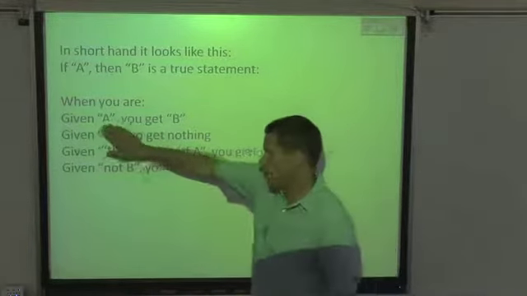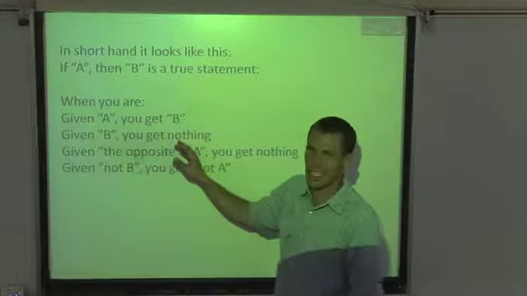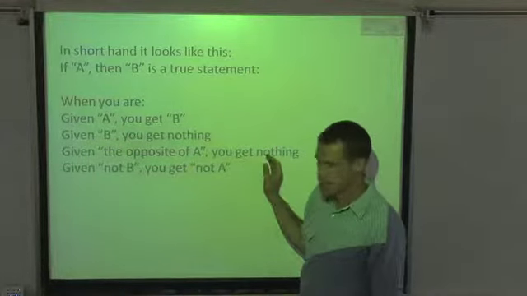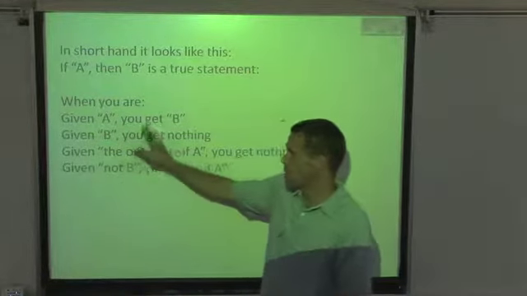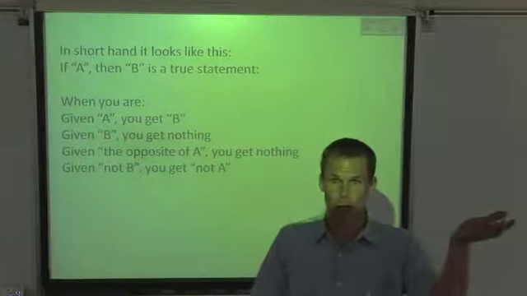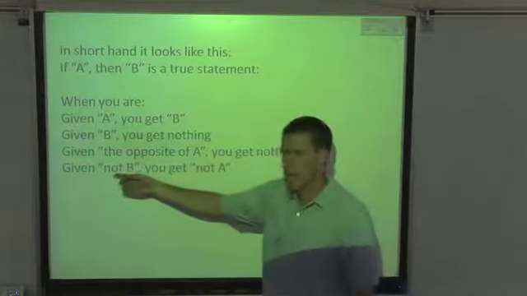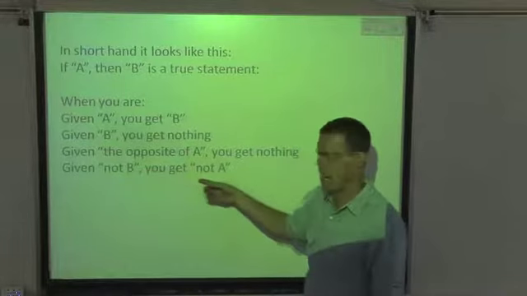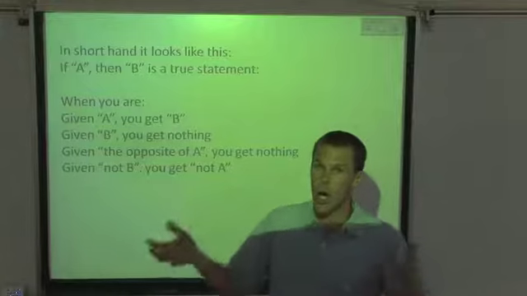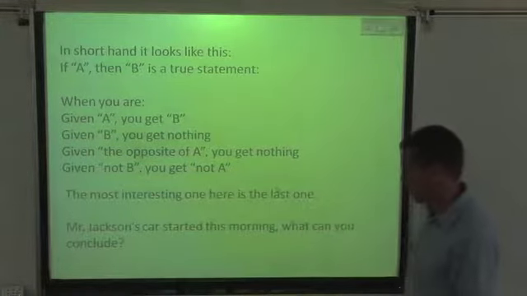So, if you're given A, you get B. If you're given the converse, meaning you're given B, you get nothing. If you're given the inverse, the opposite of A, you get nothing. But if you're given the opposite of B, this is the contrapositive. If the original is true, the contrapositive is always true. So if you're given the opposite of B, you get the opposite of A, because the contrapositive and the conditional are always linked. Okay? So that is the most interesting one.